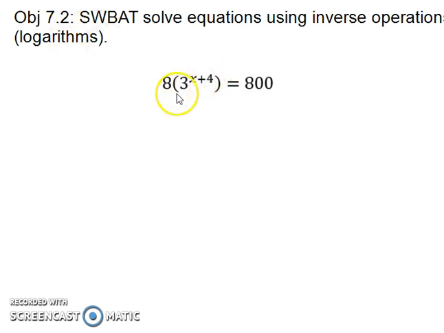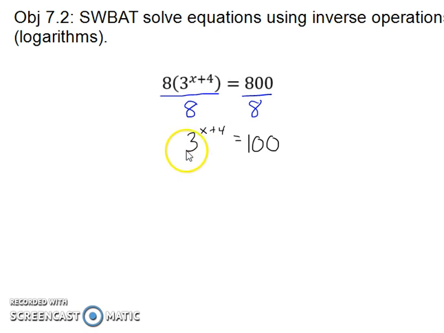So just as a quick reminder, the way we're going to do this is everything outside the base, here the 3, is going to be gotten rid of first, and then the base, and then everything inside, like the exponent. So we'll get rid of the 8, then the 3, then the plus 4. The 8 is being multiplied, so we'll start by dividing both sides by 8. That will give us 3 to the power of x plus 4 is equal to 100.